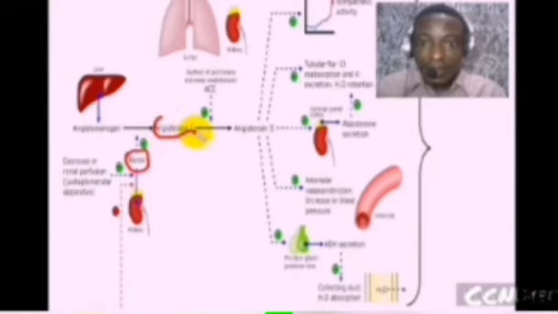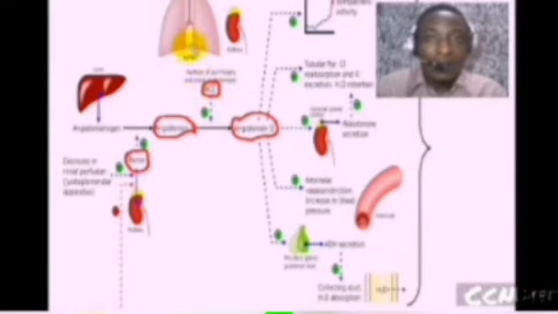Angiotensin 1 is further converted. Let me cycle this. Okay. Angiotensin 1 is further converted into angiotensin 2 by an enzyme known as angiotensin converting enzyme, secreted by the lungs. Yes, your lungs. Alright, let me take it again. Decreased renal perfusion will lead to secretion of renin. Renin will act on angiotensinogen, which is secreted by the liver, converting it to angiotensin 1. Angiotensin 1 is further converted to angiotensin 2 by angiotensin converting enzyme, also known as ACE.